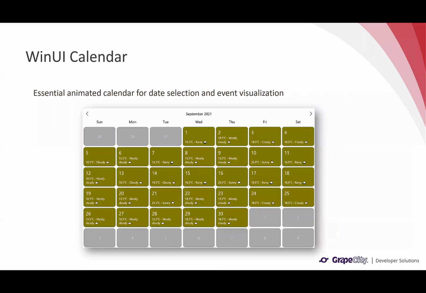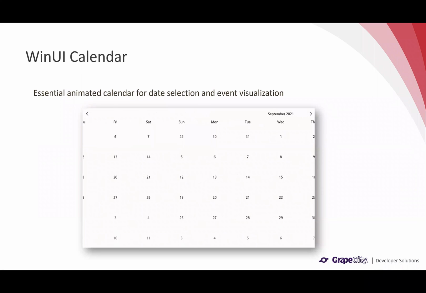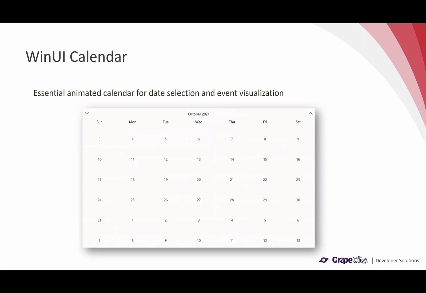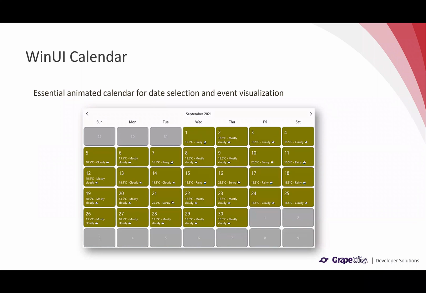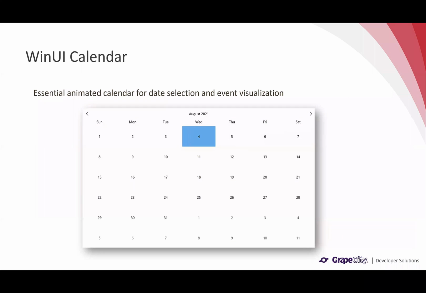The WinUI calendar provides touch-friendly date selection, or you could use it as an appointment calendar within your WinUI desktop apps. You can easily customize the calendar with built-in formatting, styles, and extensible templates. And like FlexGrid, it has smooth animation for navigation.